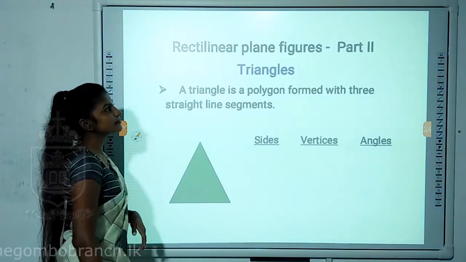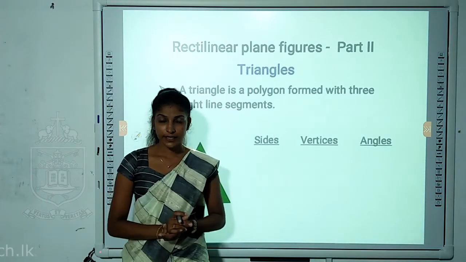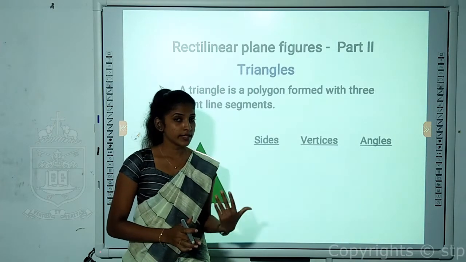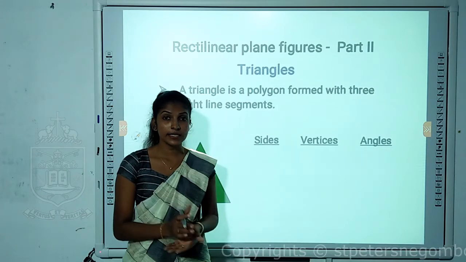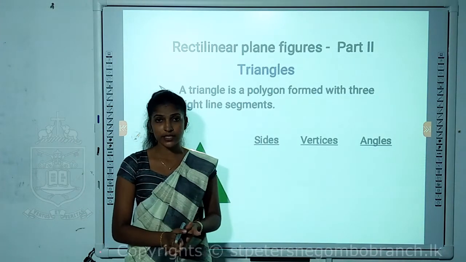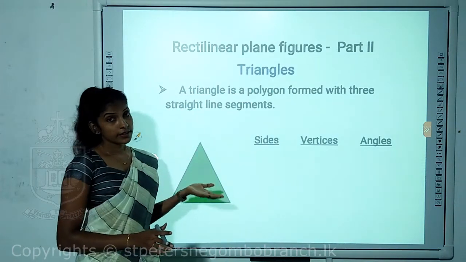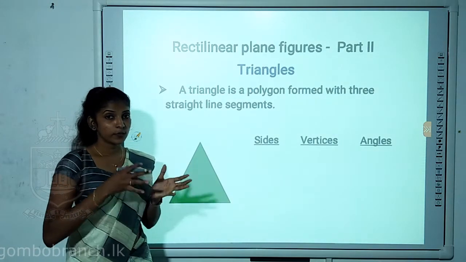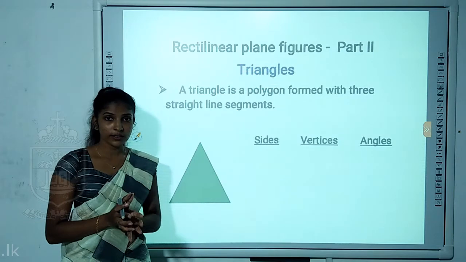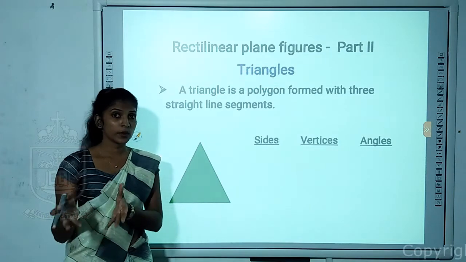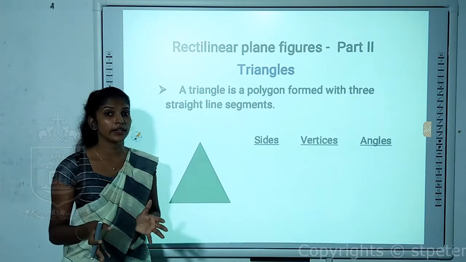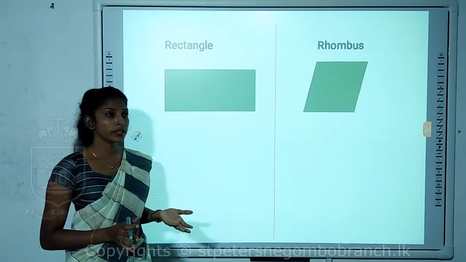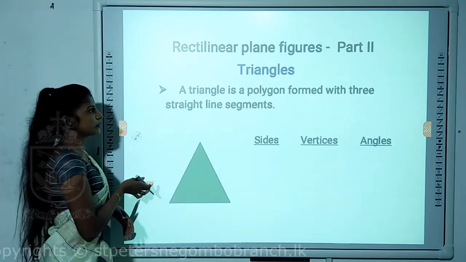Right children, now we are moving to the second part of rectilinear plane figures. We have discussed the first part, where we mainly discussed different types of polygons. So here, in rectilinear plane figures part 2, we are going to discuss triangles. We know that a triangle is also a polygon. What is the special thing about the triangle? It has only 3 sides. So a triangle is a polygon formed with 3 straight line segments.